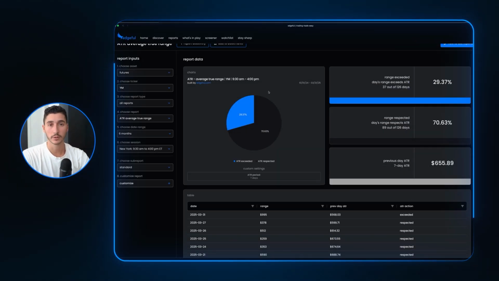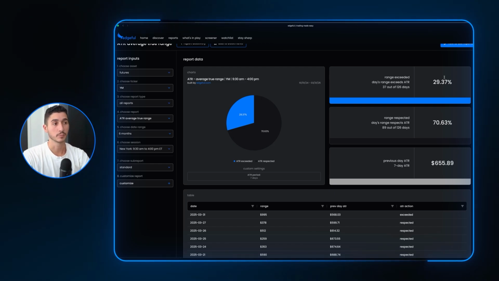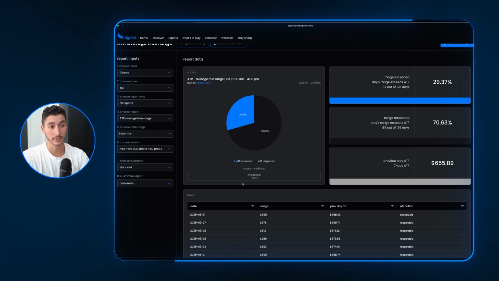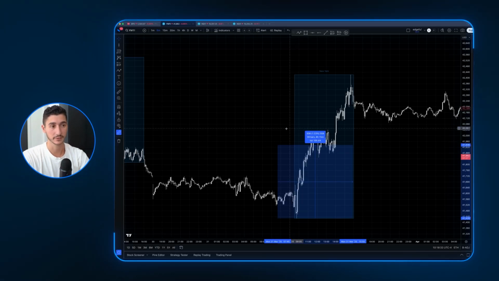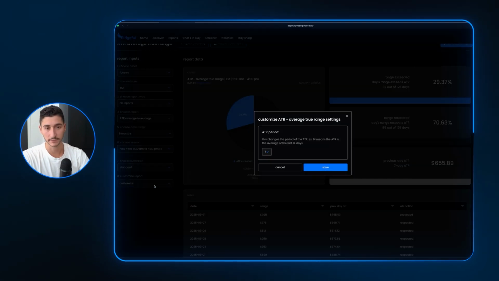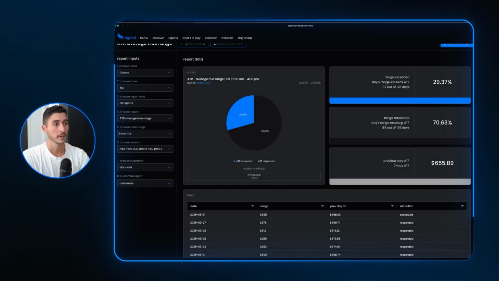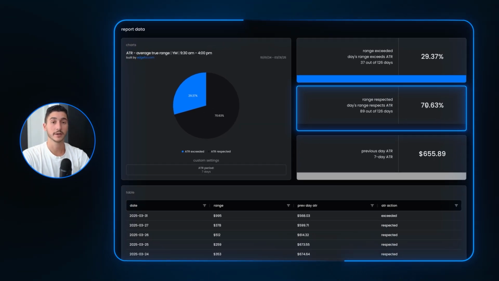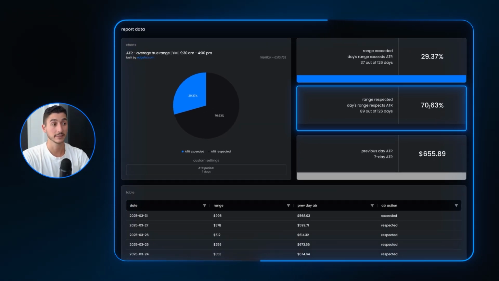So what this report looks at is how often does price today in this session exceed the ATR. And what you can see is that on the 7-day ATR period, you can customize this. Some people like 14, some people like 5. You can customize it here. 7-day ATR will be respected, that means that price will stay within the ATR 70% of the time in the last 6 months.